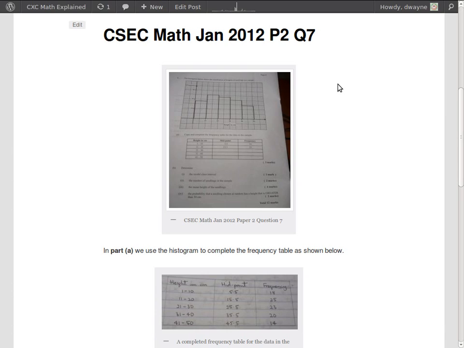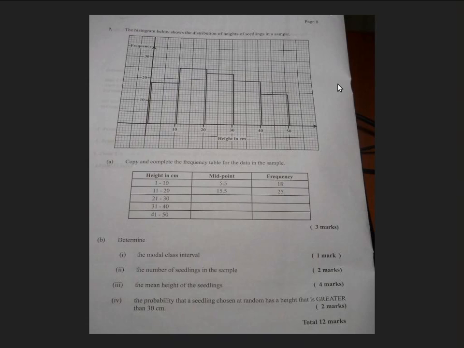Hey guys, welcome back. In this video, we're going to work out question 7 of the CXC CSEC January 2012 paper 2. So question 7 asks, the histogram below shows the distribution of heights of seedlings in a sample.